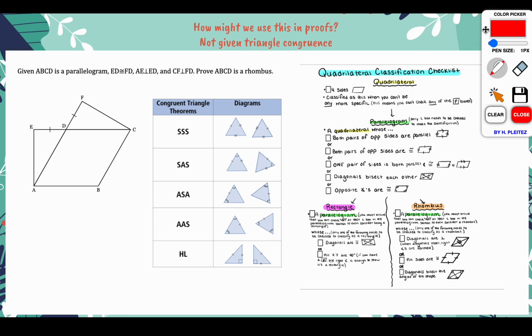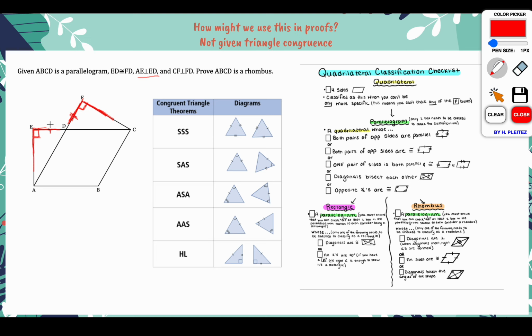All right, so for this question, it says ABCD is a parallelogram. It says that ED is congruent to FD, which is already labeled for us. And then it says that AE, which is right here, is perpendicular to ED. So where those two lines meet, there's going to be a right angle. And then it says that CF, which is right here, is perpendicular to FD, which is right here. So where those two lines meet, I know we're going to have a right angle as well.